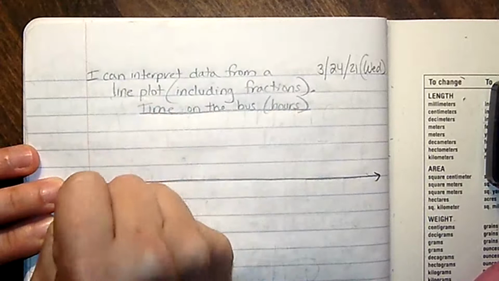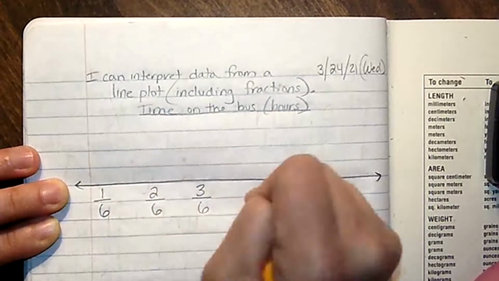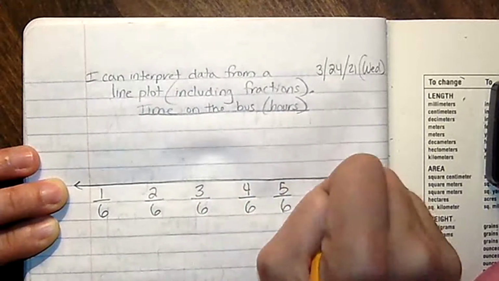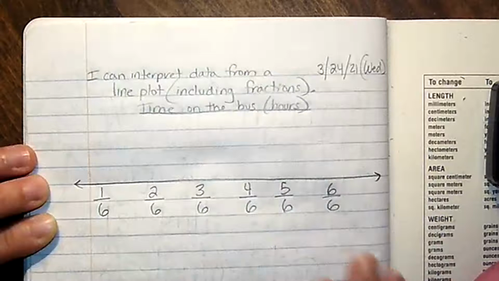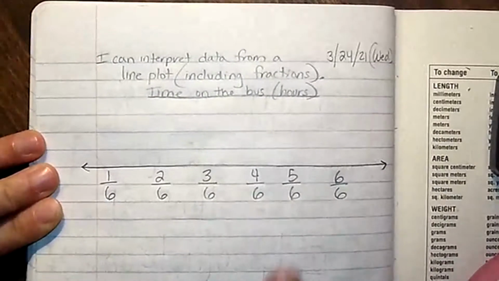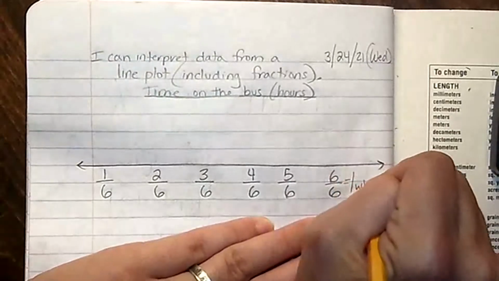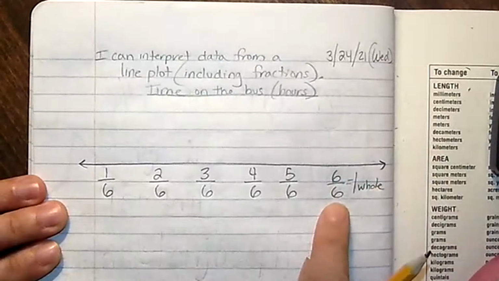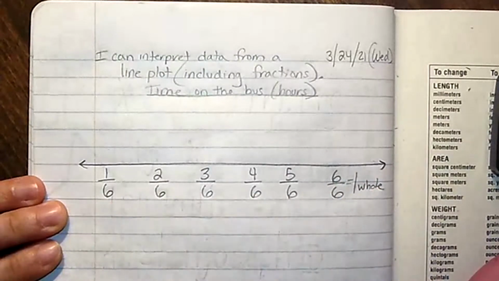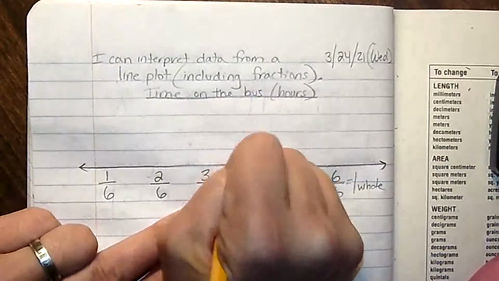So I'm going to have 1/6, 2/6, 3/6, 4/6, 5/6, and 6/6. If you were on the bus for 6/6 of an hour, how long would you be on the bus for? Yeah, that would be the whole hour. So if 6/6 is one whole hour, which one's half an hour? 3/6. Half of an hour is 30 minutes.